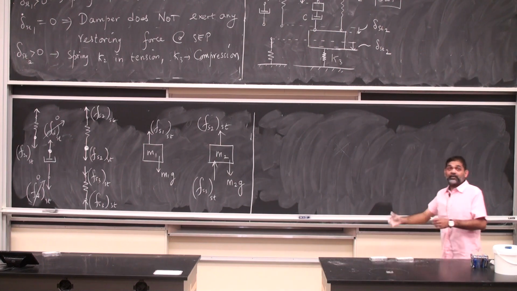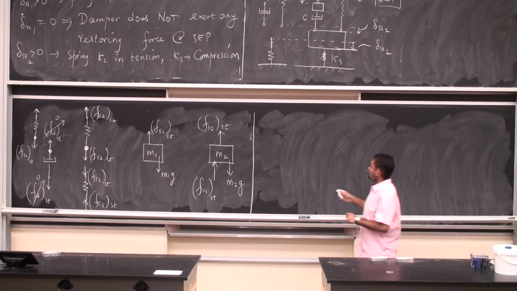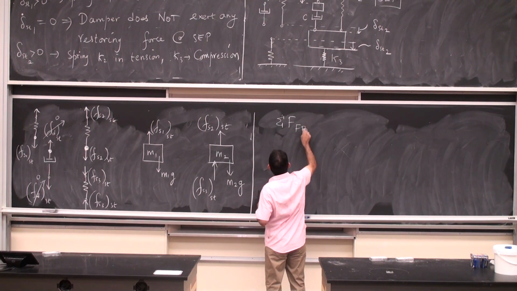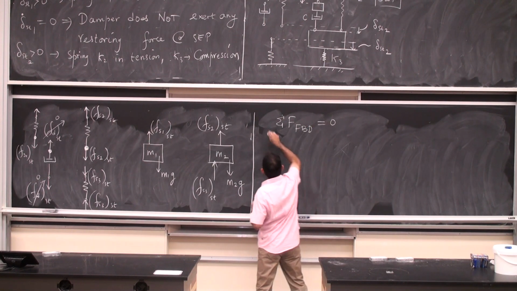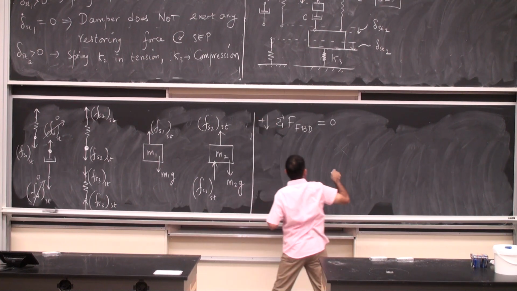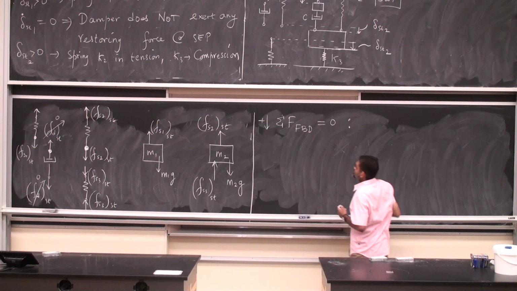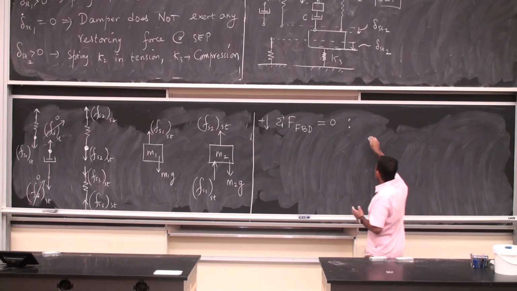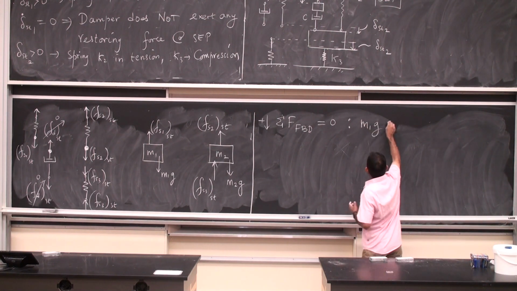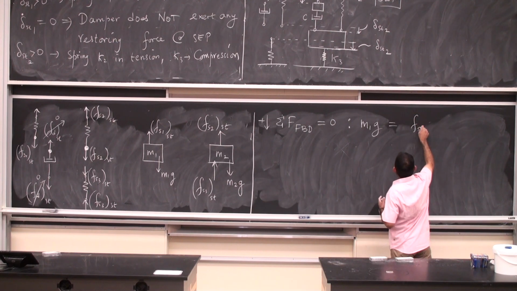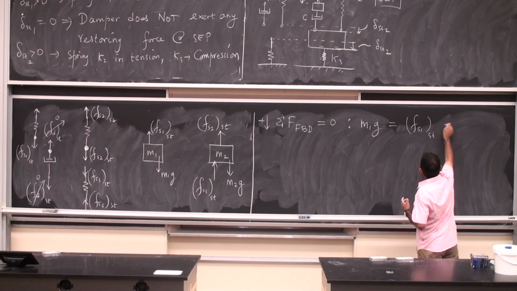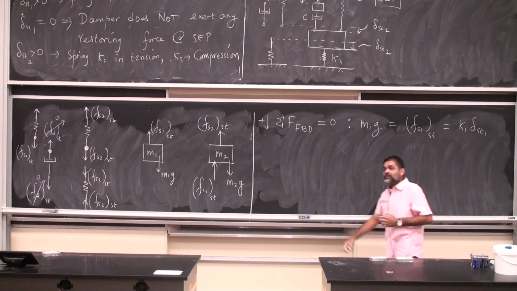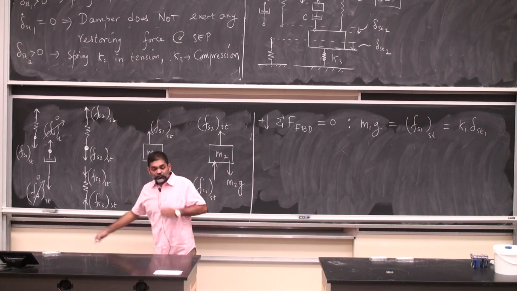Alright, so now we say, okay, at static equilibrium, the sum of all the forces in the free body diagram is 0. For the mass M1, this is all at static equilibrium. So for mass M1, M1G is equal to Fs1 static, which is K1 stiffness times the static deflection. Then for mass M2, same story.